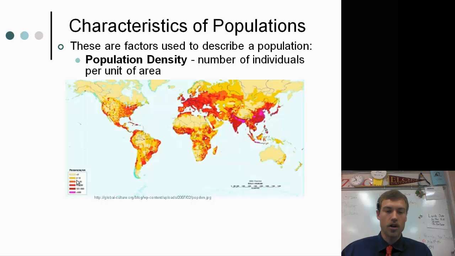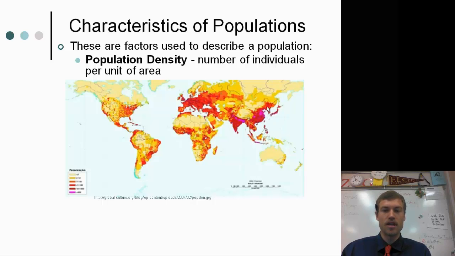The darker red and then the pink are the most dense areas, so you can see that China and India are two of the most densely populated places in the world, closely followed by Europe, and then there's kind of scattered areas. One of the things you notice is that most of the most populous areas are along the coastlines, right? Kind of interesting.